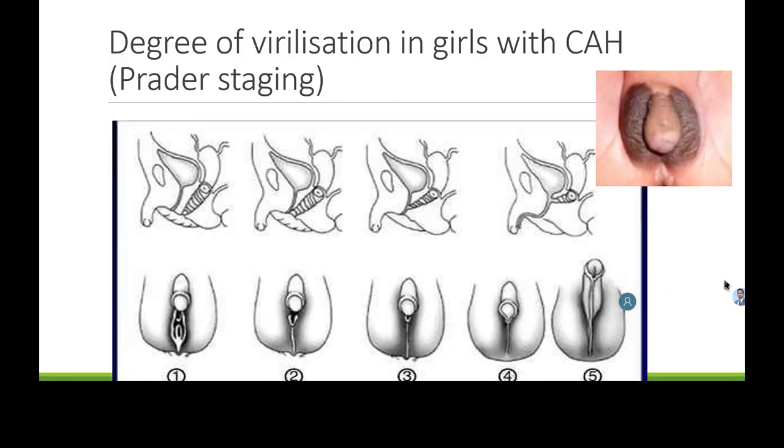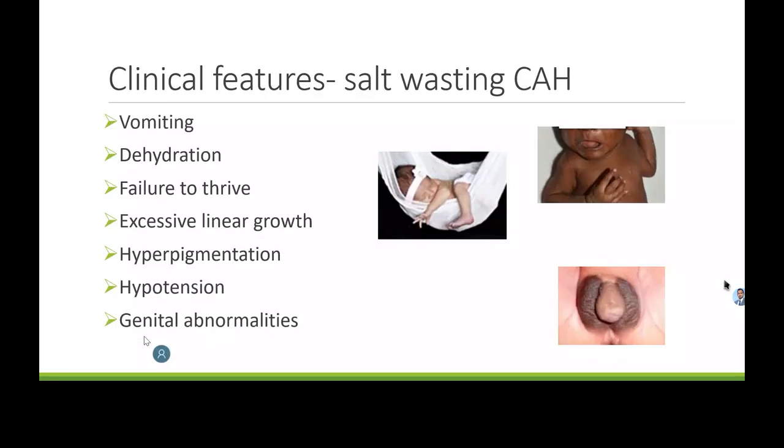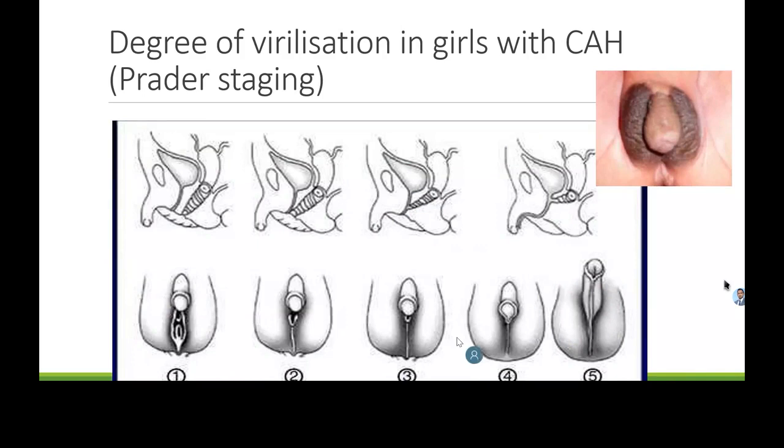So when a child presents with failure to thrive and vomiting and hypoglycemia, sometimes you may forget to look at the genitalia. So it's very, very important to have CAH in the back of your mind, especially when you're dealing with young babies who present in a sick state. Okay, so look at the genitalia, look at the skin pigmentation and think about CAH. If you think of that, then you will not miss this.